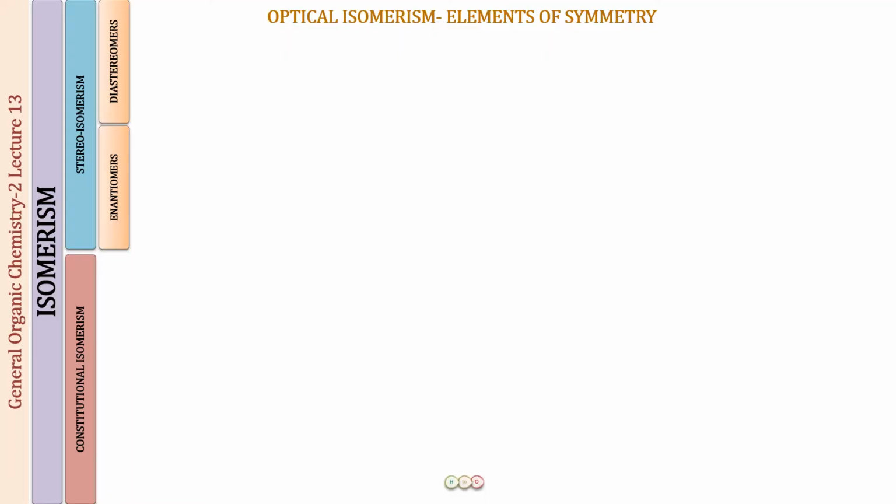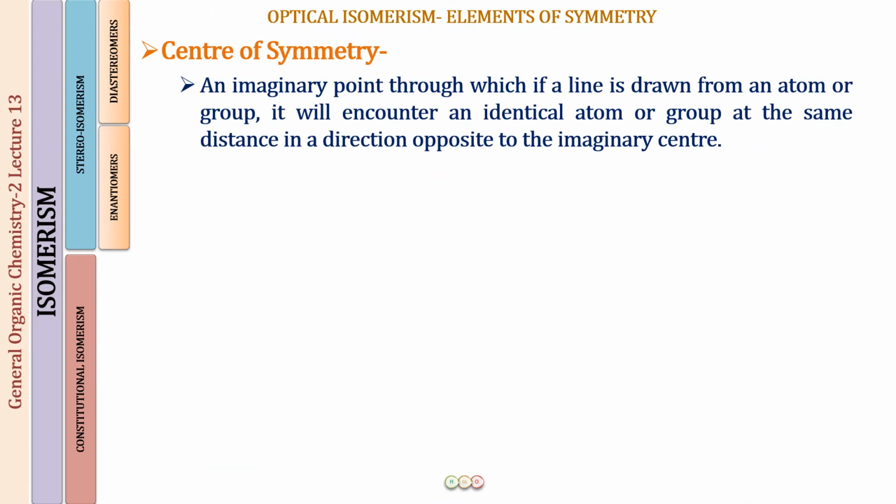Let us start the learning with first of all the center of symmetry and understand what we mean by the center of symmetry. The definition first: an imaginary point through which if a line is drawn from an atom or a group, it will encounter an identical atom or group at the same distance in a direction opposite to the imaginary center. Now what do I mean by this? Let us understand with the help of an example.